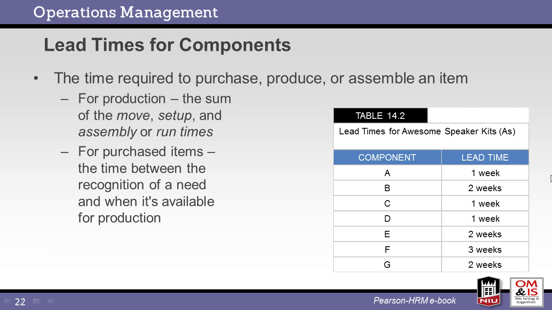Now we know what we need to produce. We must consider the lead time for each item in our BOM structure. For manufactured goods, lead time is the total of setup and manufacturing along with any product movement. For purchased items, the lead time is the time from order placement to delivery of goods. The lead time for each component is listed here.